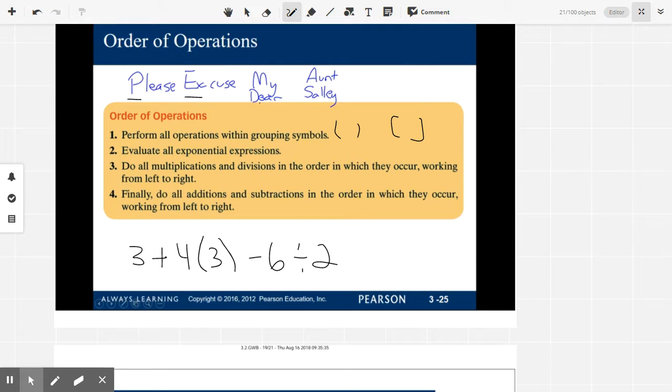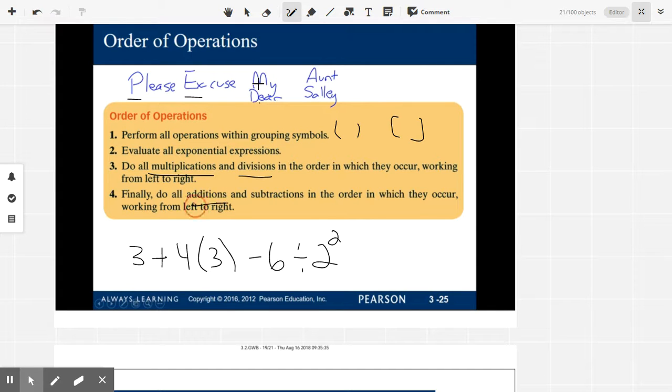E stands for exponents. You have to evaluate all exponential expressions. So if I say 2 squared, okay. Notice here, there's a set of parentheses, but there's no operations in it. So then I would go to exponents. Then after you do all exponents, you do all multiplication and division. Multiplication and division are equal, so if you have both in a problem, you go from left to right. So here's a multiplication, here's a division. I would do this multiplication first, then I would do this division.